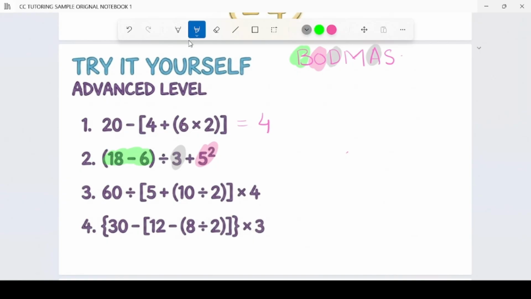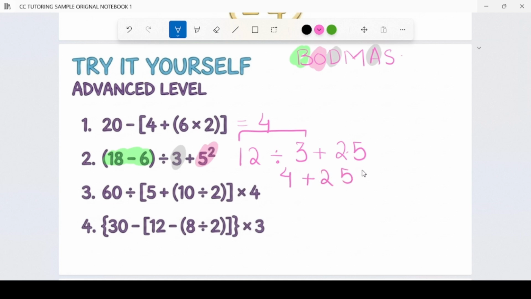So 18 minus, first of all, we'll solve the bracket, and in this case there is 18 minus 6. 18 minus 6 is 12. Let me just erase it. 12 divided by 3. I'm not solving it yet because it's not my first preference. Plus 5 square, that is 25. Now in this case, division is my first preference. So 12 divided by 3 is 4. 4 plus 25, and that is 29.